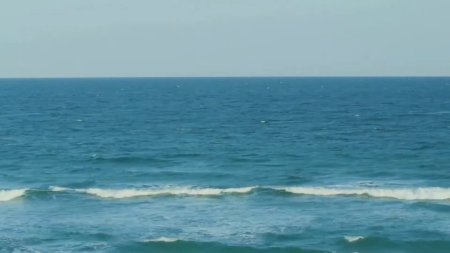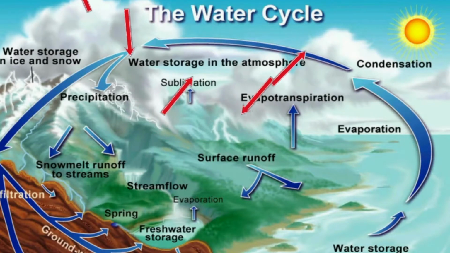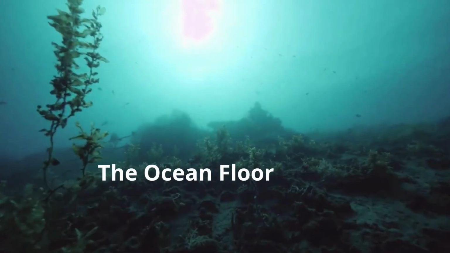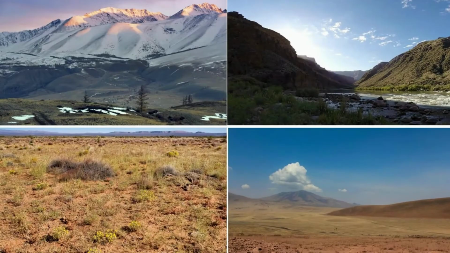Remember, during the water cycle, it does not go in a nice circle, but moves in many different directions over and over again. The ocean floor is made up of various landscapes, including mountains, valleys, and plains.